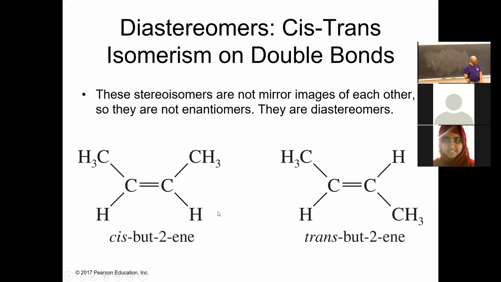Cis and trans isomers are considered diastereomers. They are not mirror images. They're not enantiomers either, and so they fit the definition of diastereomers.